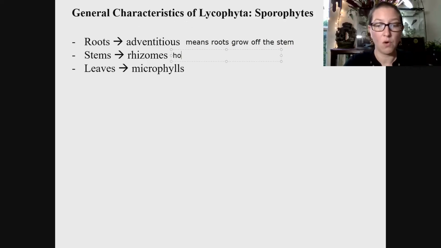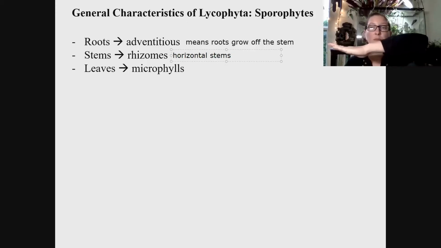Rhizomes are horizontal stems, which makes sense if the roots are adventitious, because basically the stem grows horizontally and roots just come out of it wherever it's touching dirt.